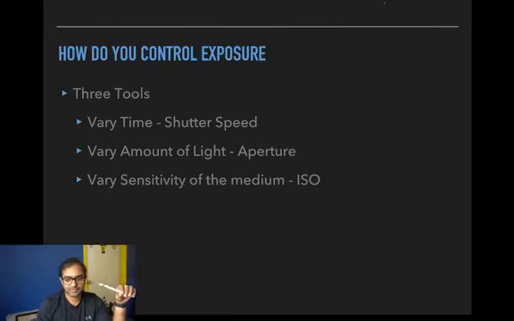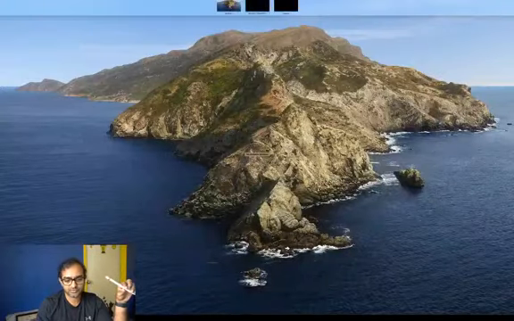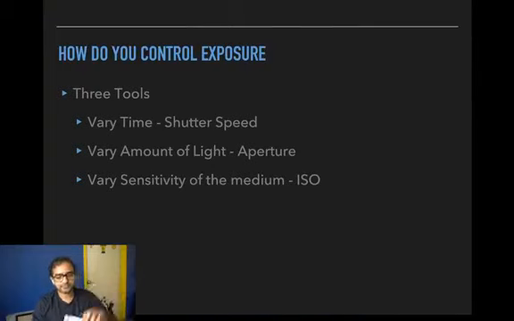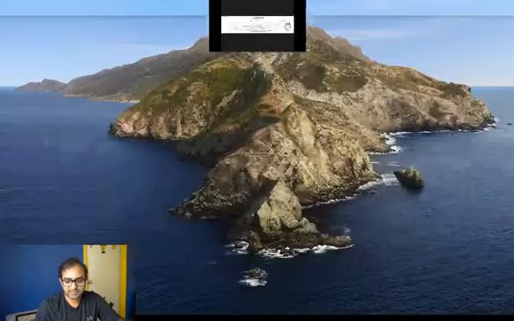I'll just go to the next slide. So how do you control exposure? You basically only have three tools. And what are the three tools? You can vary time, which is the shutter speed. You can vary the amount of light, which is the aperture, or you can vary the sensitivity of the medium, which is the ISO. Now, this might seem like a little too much right now, but I'm going to go over each one of those very quickly. Right, so let's move on to the next slide.